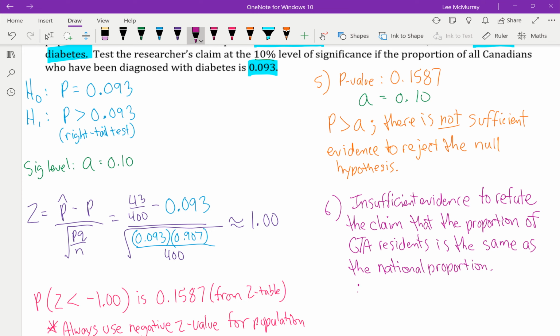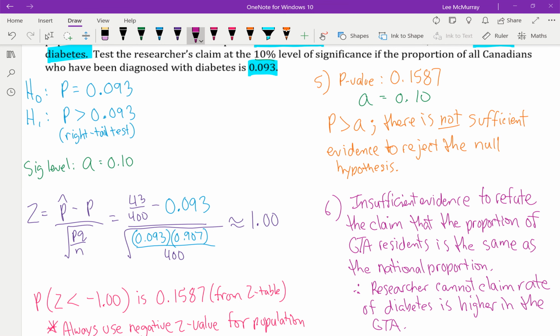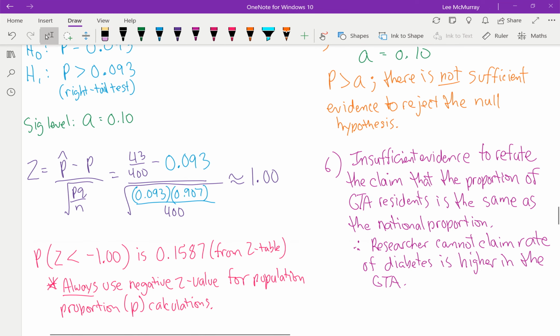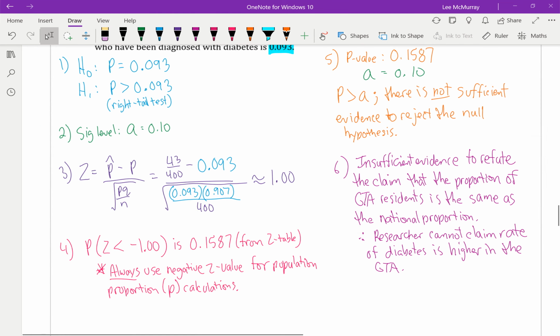So, in other words, the researcher cannot claim that the rate of diabetes is higher in the GTA. Okay, the evidence isn't strong enough. Okay, and that's it for that one.